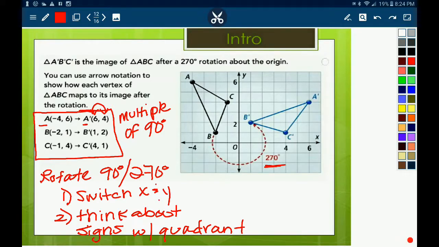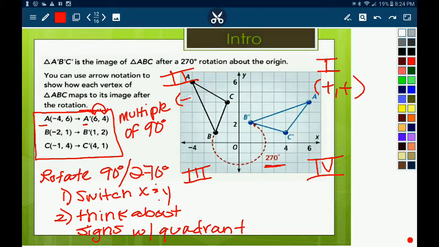Okay, meaning you have the first quadrant, the second quadrant, the third quadrant, and the fourth quadrant. In the first quadrant, it's positive, positive. In the second quadrant, it's negative, positive. Third quadrant is negative, negative. And fourth quadrant is positive, negative.